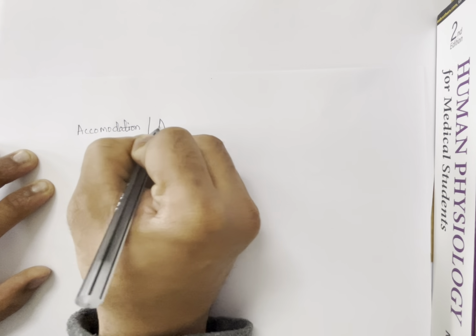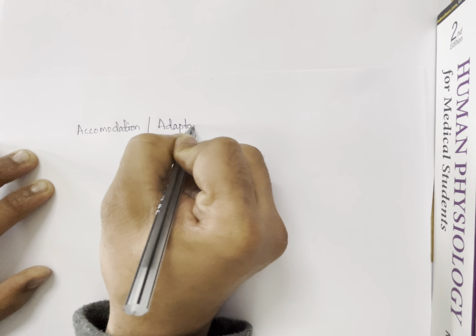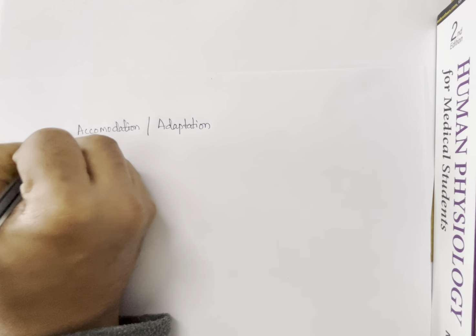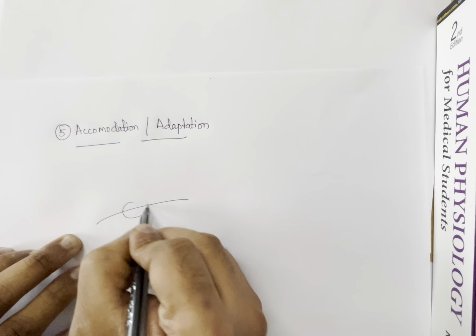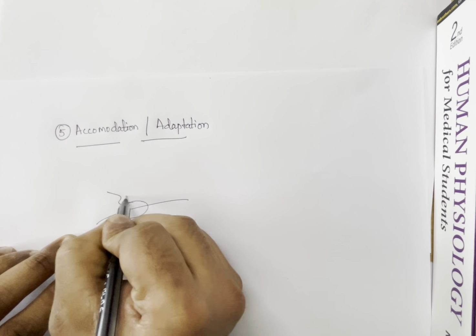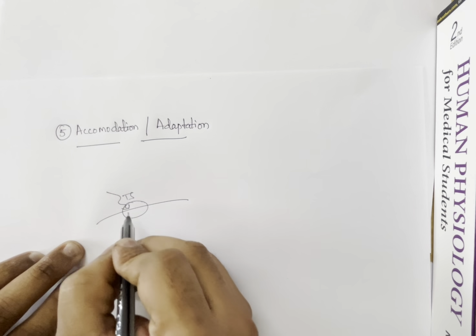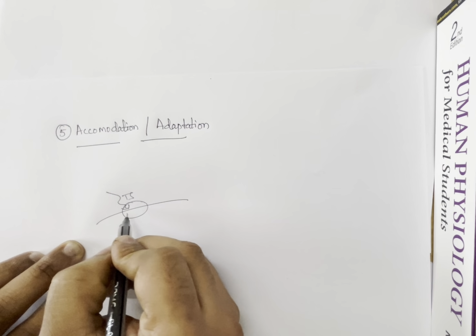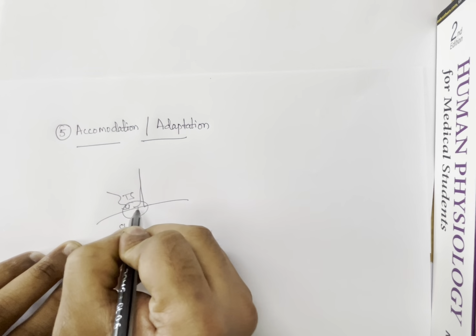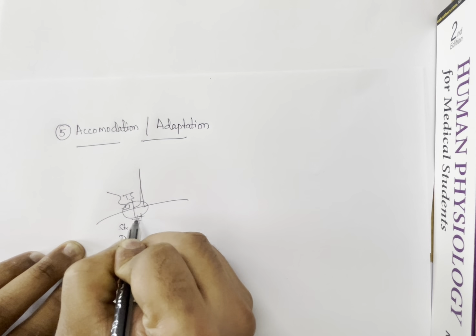Or adaptation. The fifth property, accommodation or adaptation. What is this? See, now for an action potential to be generated at a particular area, a threshold stimulus should be applied. So threshold stimulus means adequate in strength and adequate in duration, that has to be applied rapidly so that action potential is generated by influx of positive charges.